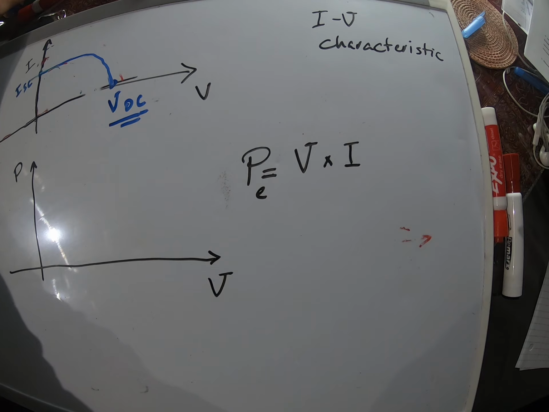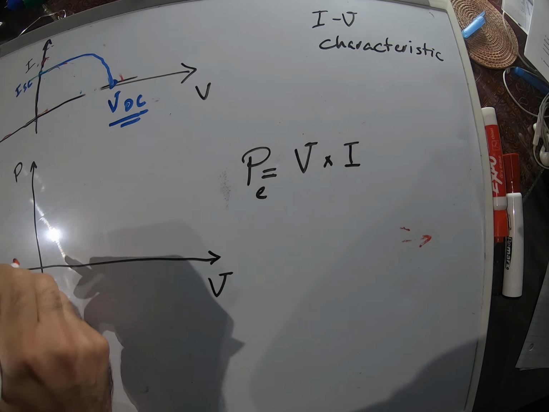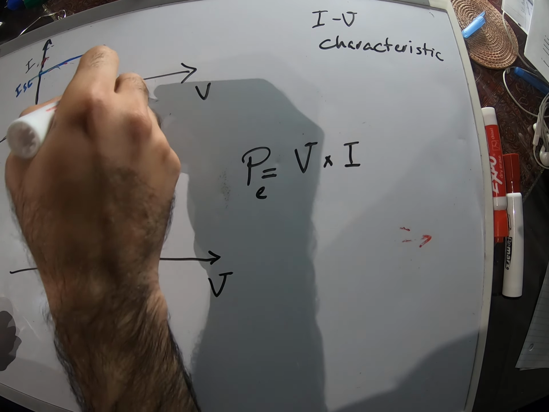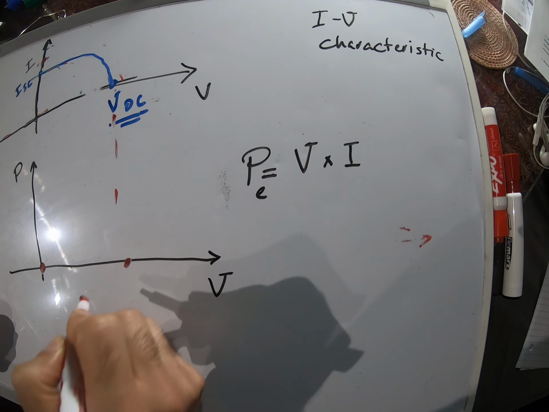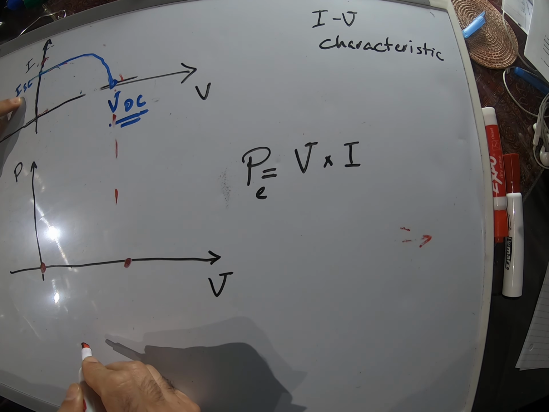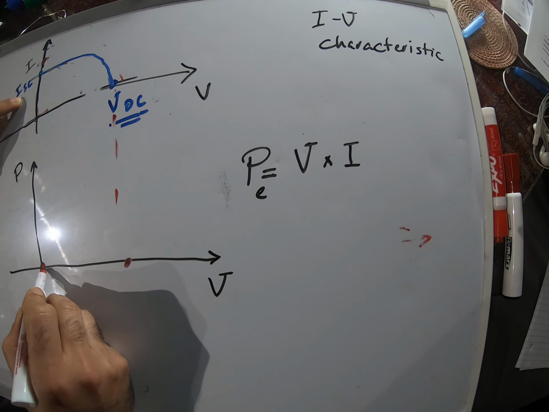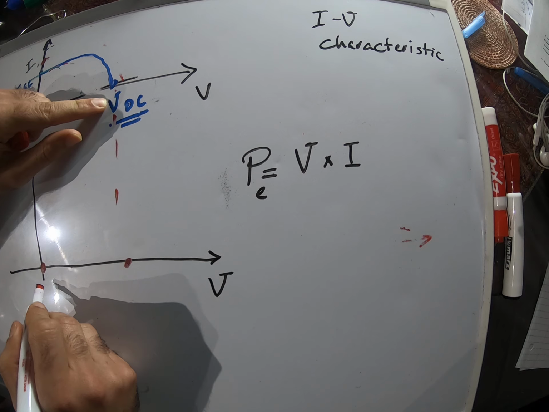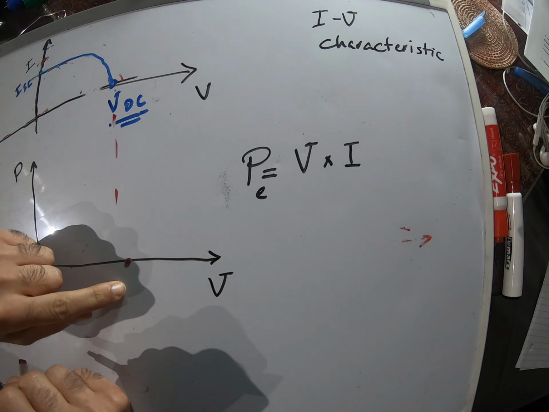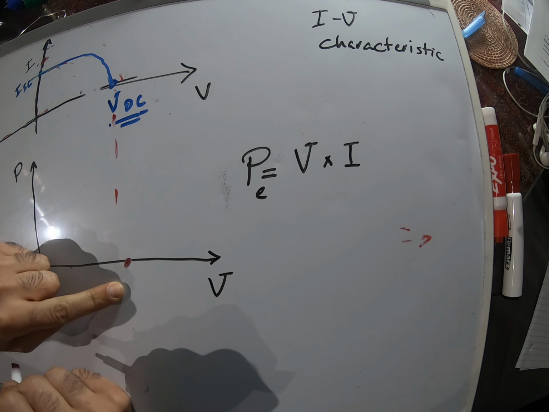So what is the power here? What is the power here? This point, when you have short circuit, what's the voltage of a short circuit? It is 0. So the power is going to be 0. When you have open circuit, the current is going to be 0. So power again is going to be 0.